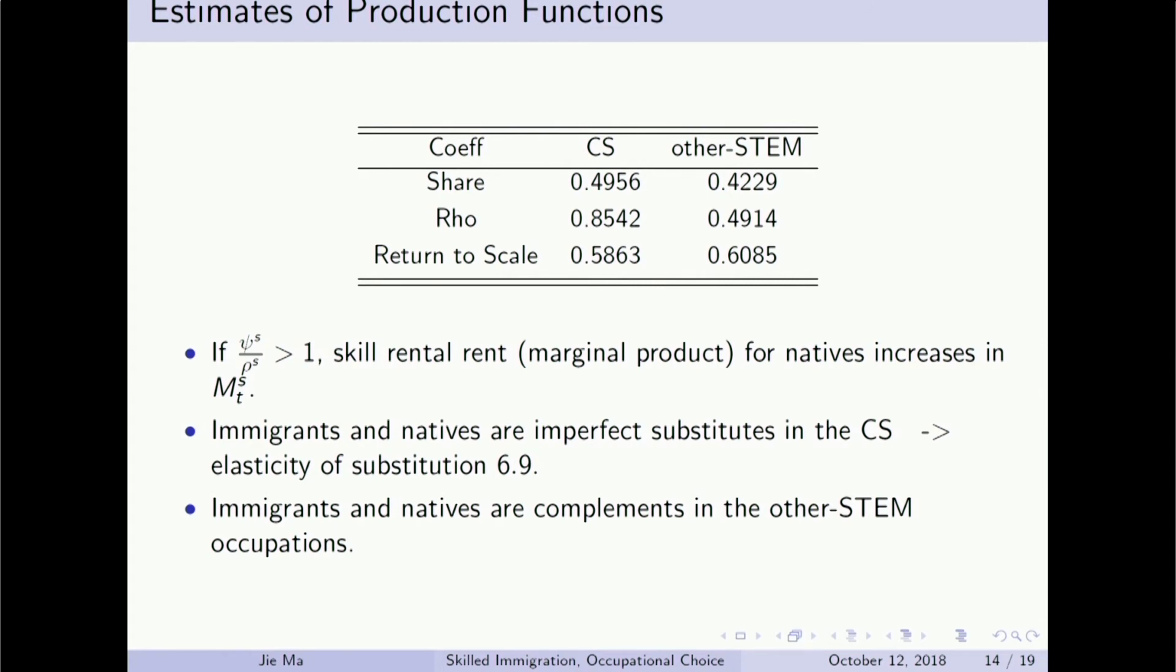If you quickly look at those numbers, I find that this number is smaller than 1 for computer scientist occupations, but this ratio is greater than 1 for the other STEM occupations. Which means, okay, for computer scientists, they are imperfect substitutes, but for the other STEM occupations, they are complements. Once I found this result, I really wanted to find what is the micro foundation of this. What possibly drives the difference between those two occupational groups?